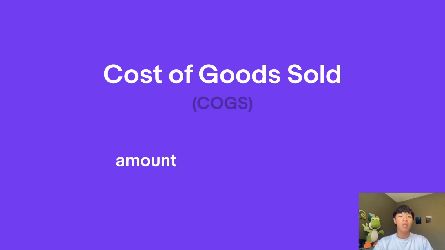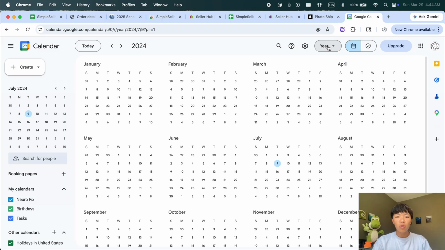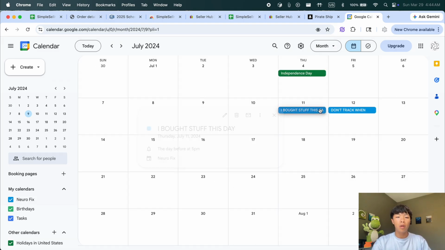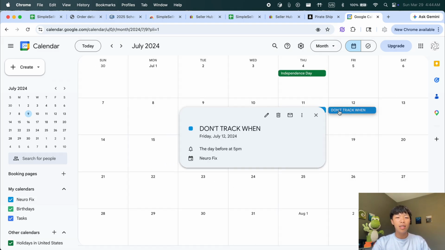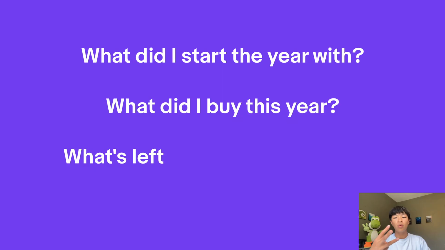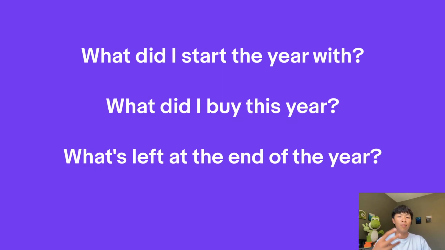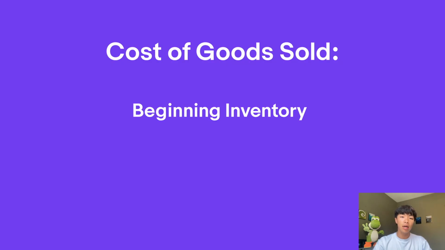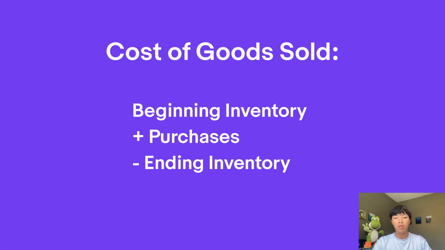Now, let's talk about cost of goods, because this is where people usually get lost. You're not trying to track when you bought inventory for tax purposes. Instead, you just need to answer 3 simple questions. What did I start the year with? What did I buy this year? And what do I still have left at the end of the year? And that's how you get cost of goods sold. Take your beginning inventory, add any purchases you made throughout the year, and subtract your ending inventory.